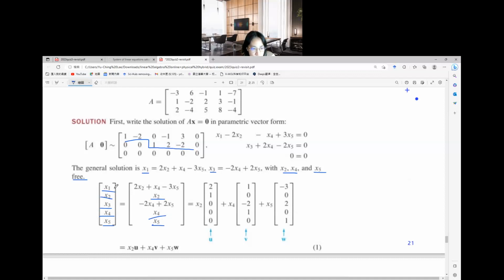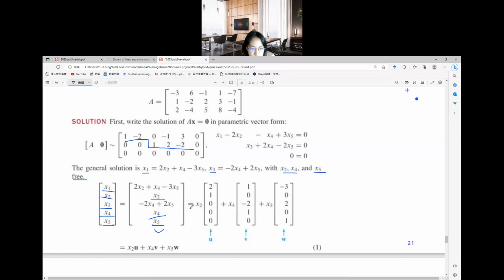But for x1 and x3, I have a relationship with the other variables. So instead of x1, I put 2x2 plus x4 minus 3x5. And for x3, I put minus 2 times x4 plus 2 times x2. So basically, I'm almost done with the parametric vector form.